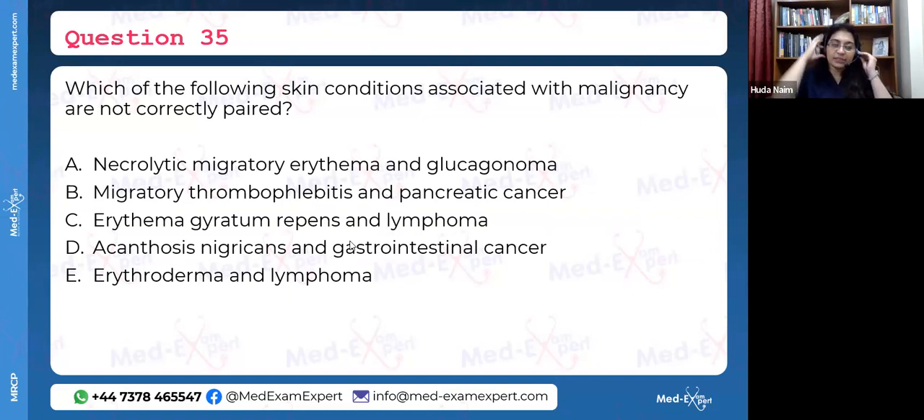Again, a very important concept. You'll always have a question of this kind where they will give you a malignancy and ask you the paraneoplastic syndrome, or they give you the paraneoplastic syndrome and they ask you for the malignancy. So which is the correct pairing?